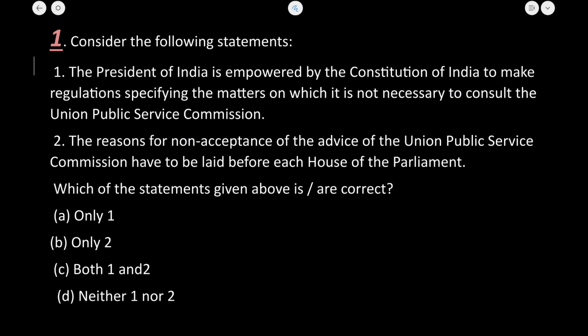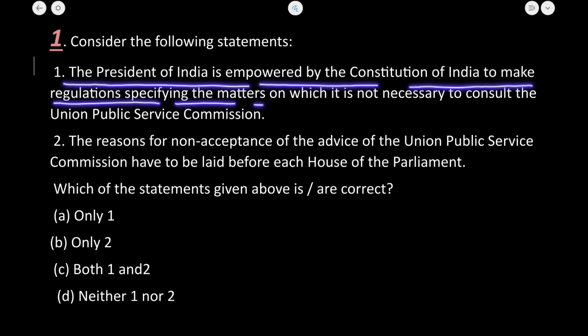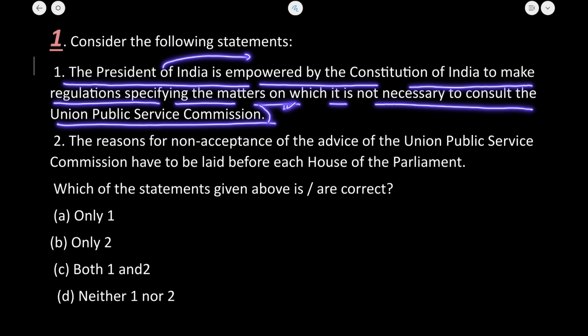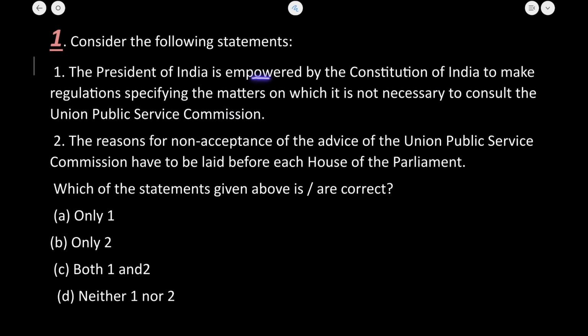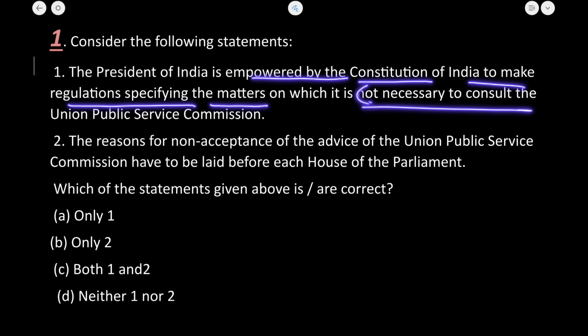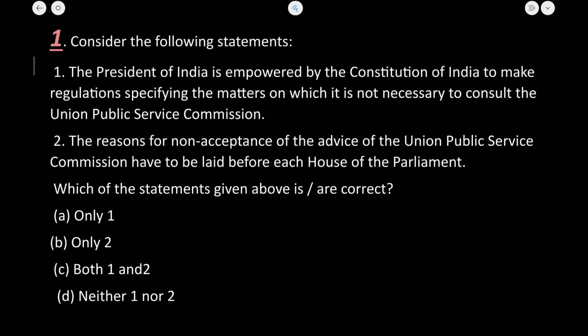First question is, consider the following statements. The President of India is empowered by the Constitution of India to make regulations specifying the matters on which it is not necessary to consult the UPSC. Yes, as the chairman and the members of the UPSC are appointed by the President, the President is empowered by the Constitution to make regulations specifying the matters on which it is not necessary to consult the UPSC. So the first statement is absolutely correct.